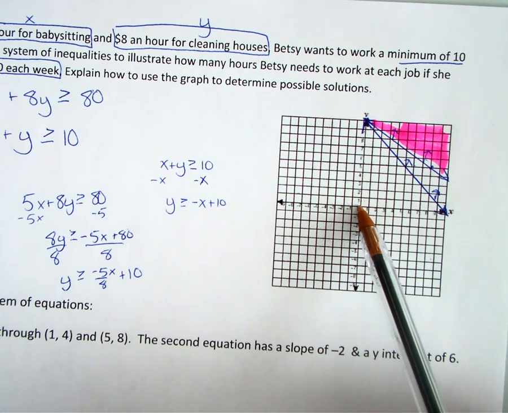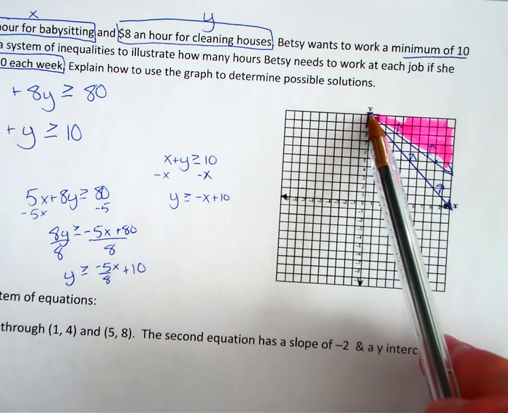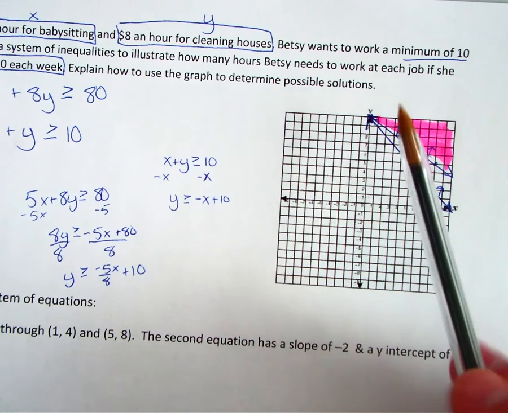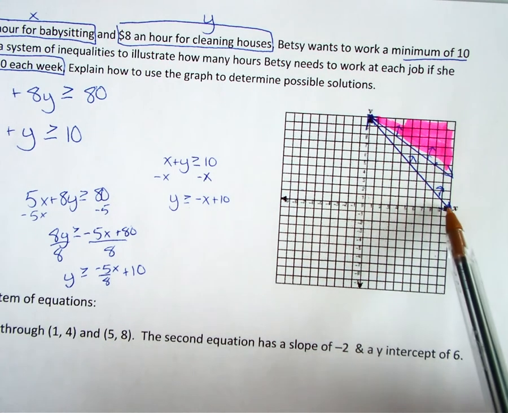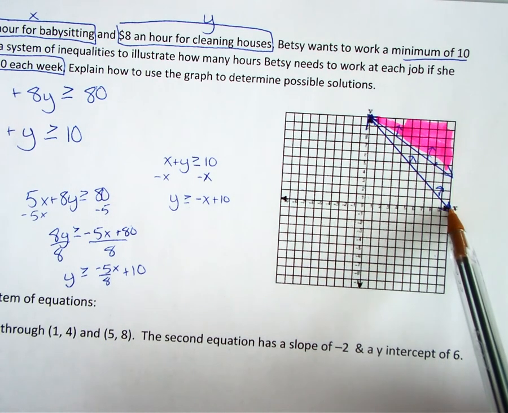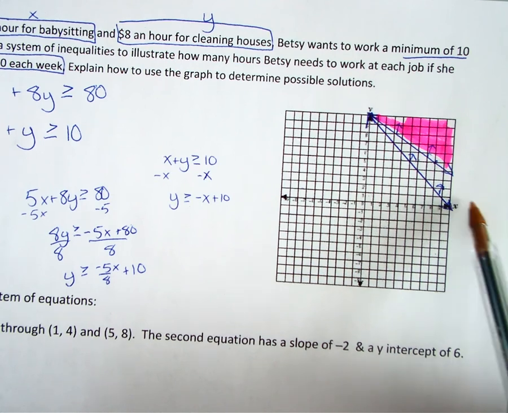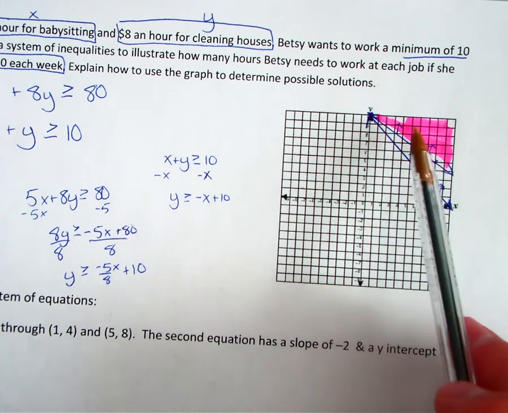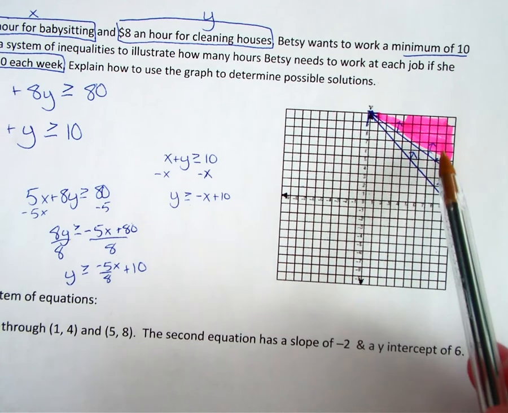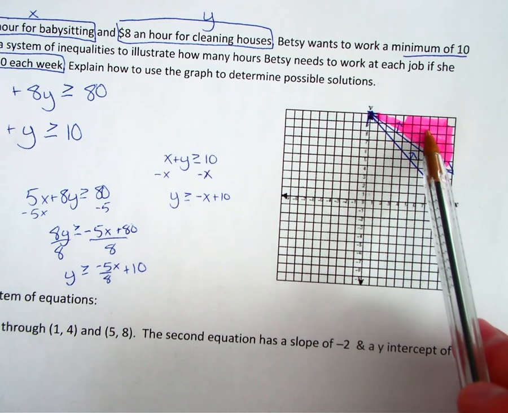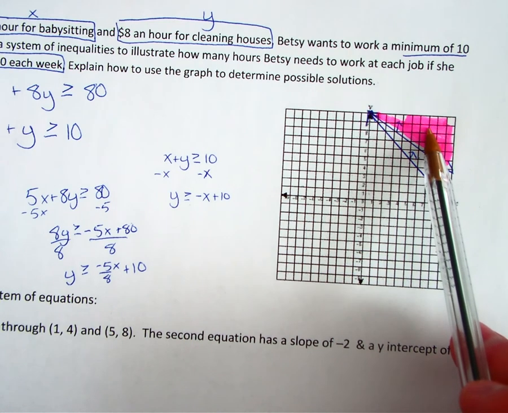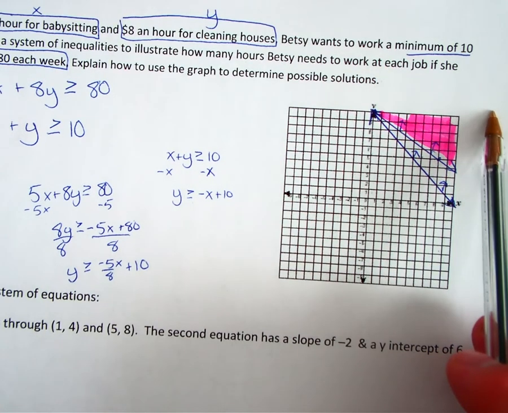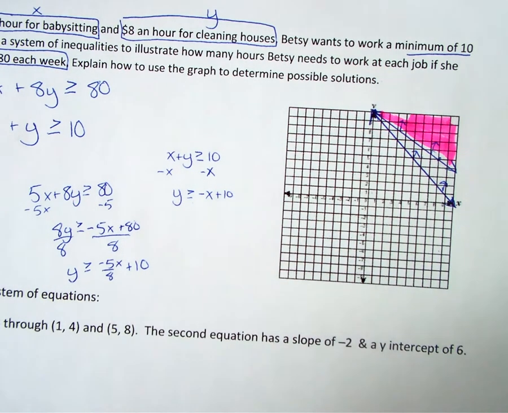So if I do no babysitting, then I need to do at least 10 house cleanings. If I have no house cleanings, I need to do at least 5 babysittings. I can certainly do more than those. And then as we follow in the inequality statement, I need solutions that fall into this pink section in order to satisfy making a minimum of 10 hours and making a minimum of $80 each week.